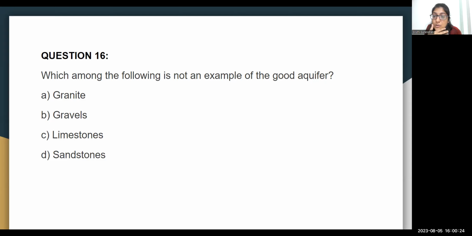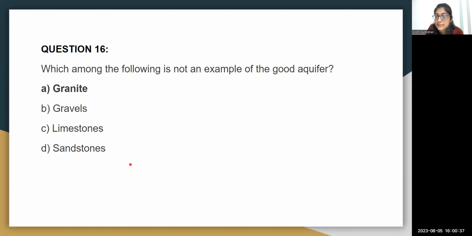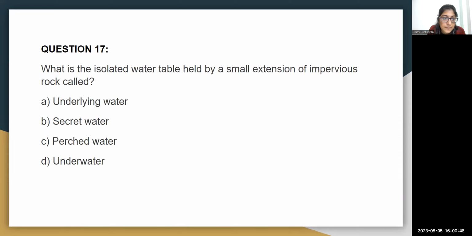Granite, on the other hand, we know is an example of an aquifuge, which is an impermeable formation which cannot retain water, neither can it transmit water. So the answer will be granite because it is an example of an aquifuge, while sandstone, gravels, limestones can retain water and transmit water. They're all examples of aquifer, I believe. Now, what is the isolated water table that is held by a small extension of impervious rock called?